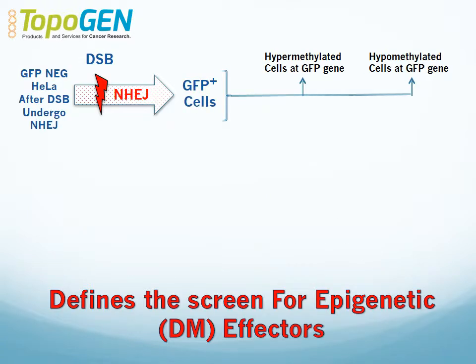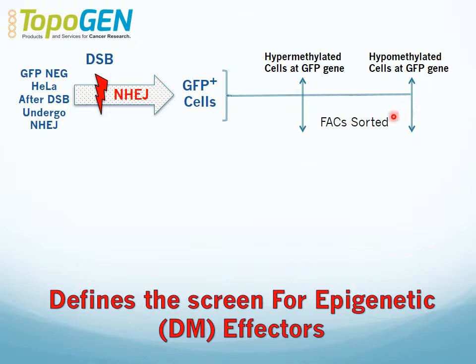Now let me tell you a little bit about the basis for our reporter system. We found that if you have a DNA repair event inside the body of a cell, using GFP as a reporter gene, and it undergoes non-homologous end joining or even homologous recombination repair, the cells convert to GFP positive phenotype. However, you find that there is an admixture of epialleles that are generated. Basically, some of the cells appear to be hypermethylated at the GFP locus, and other cells are hypomethylated at the GFP gene.